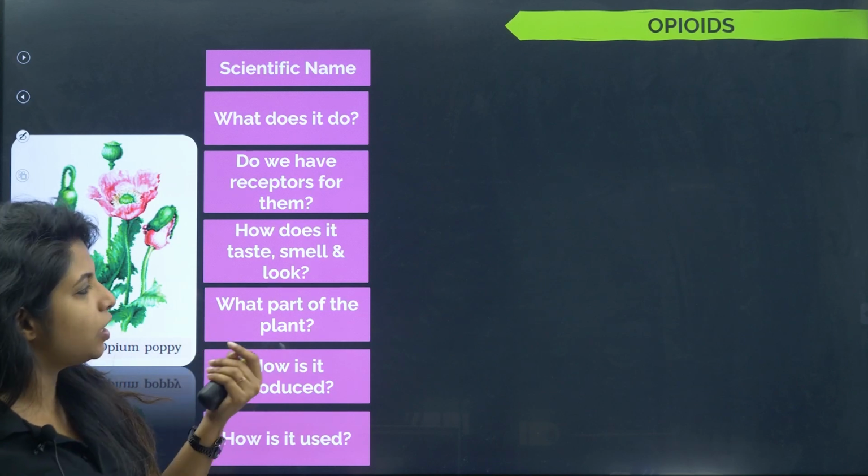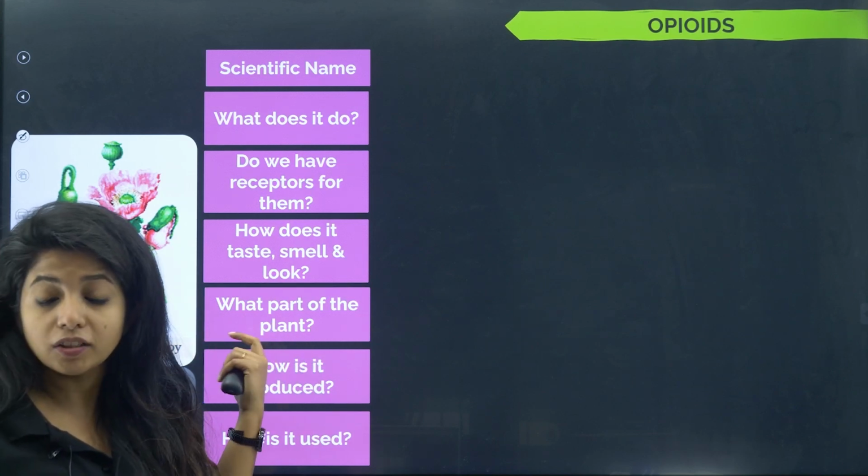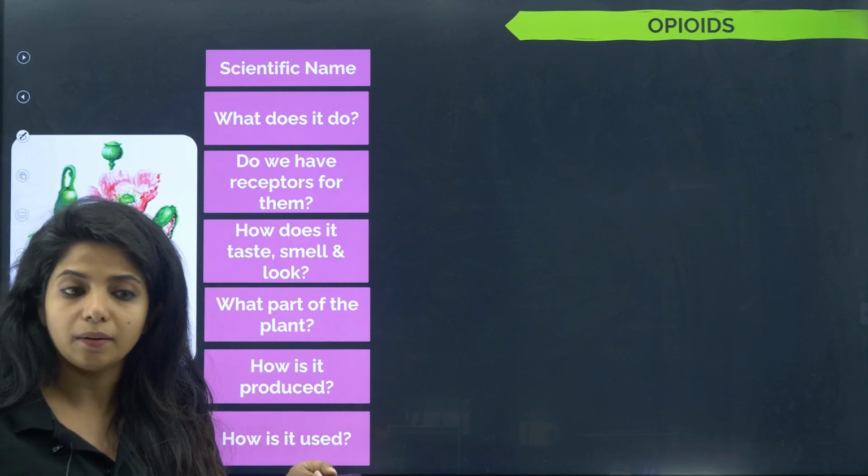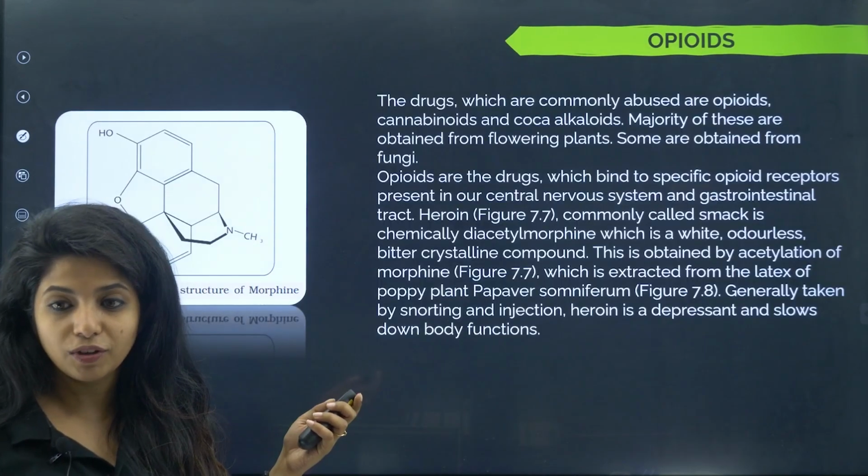How does it taste, smell, and look? And what part of the plant is responsible for making this? How is it produced, and how do people use it? Okay, these are the things that you need to take care of.